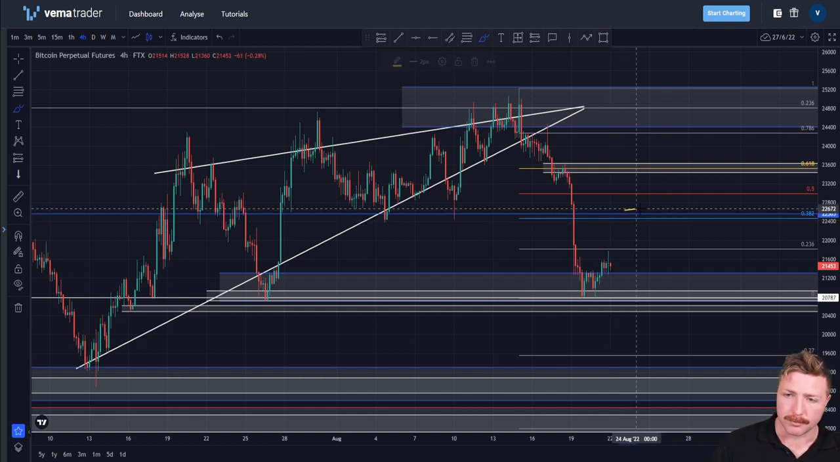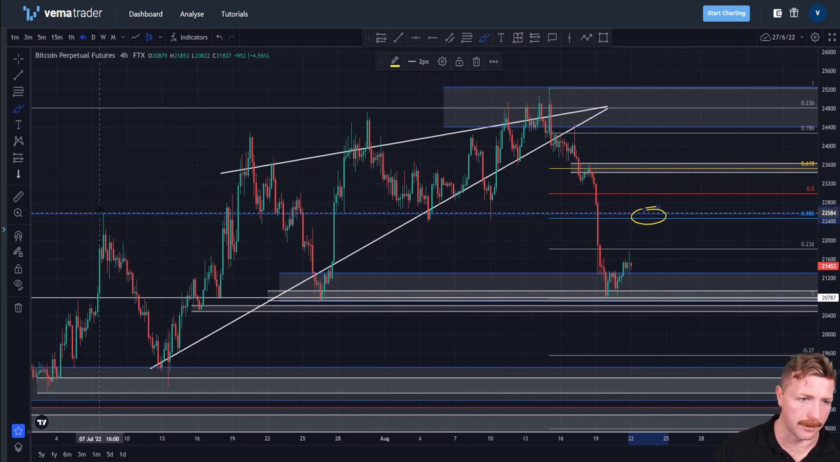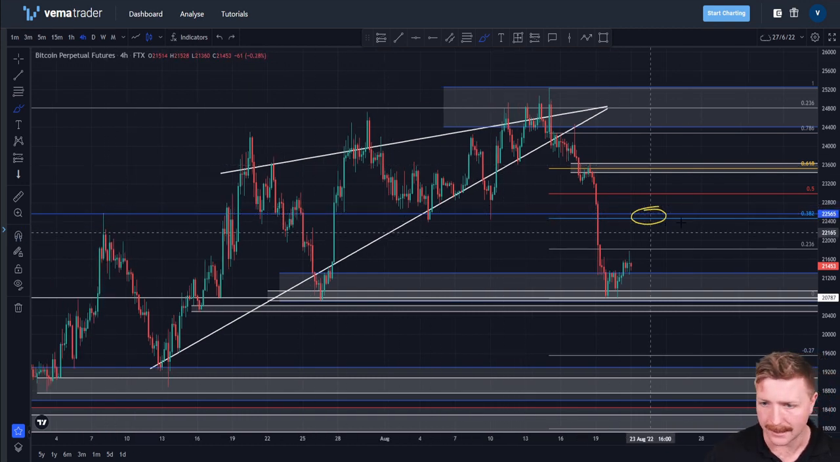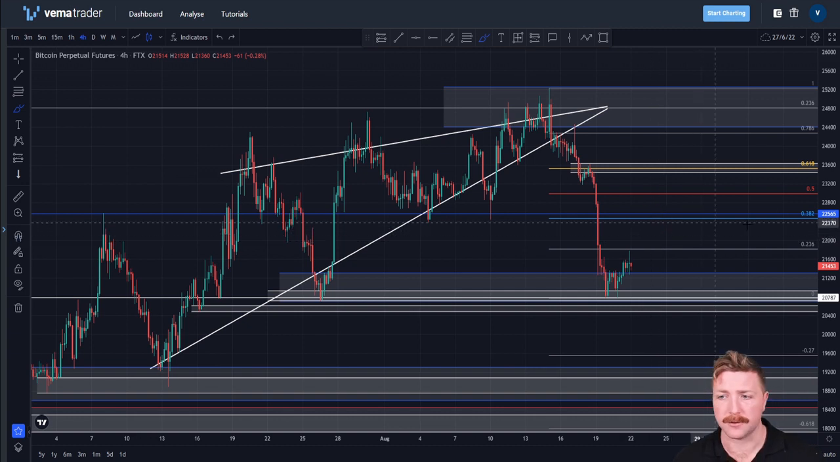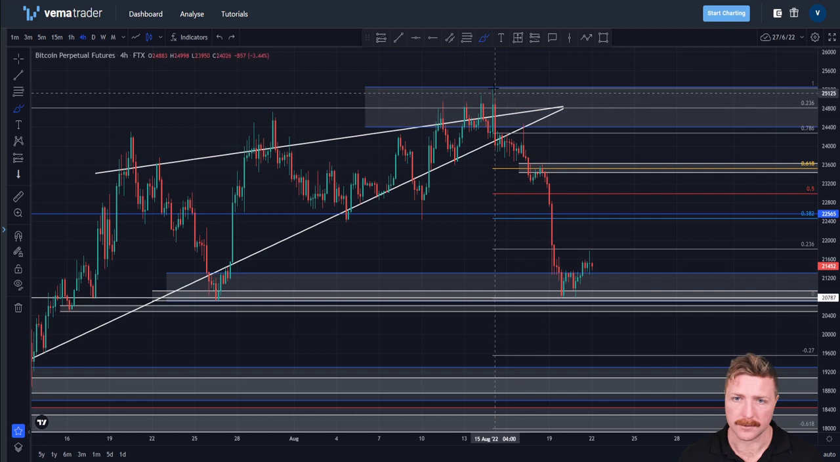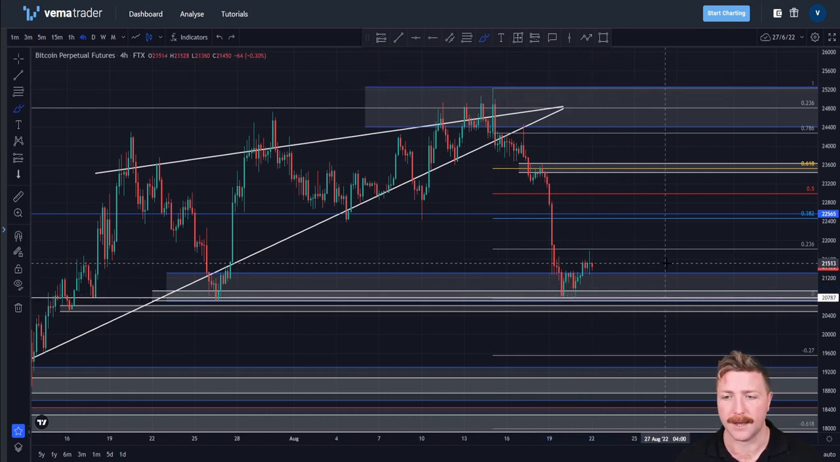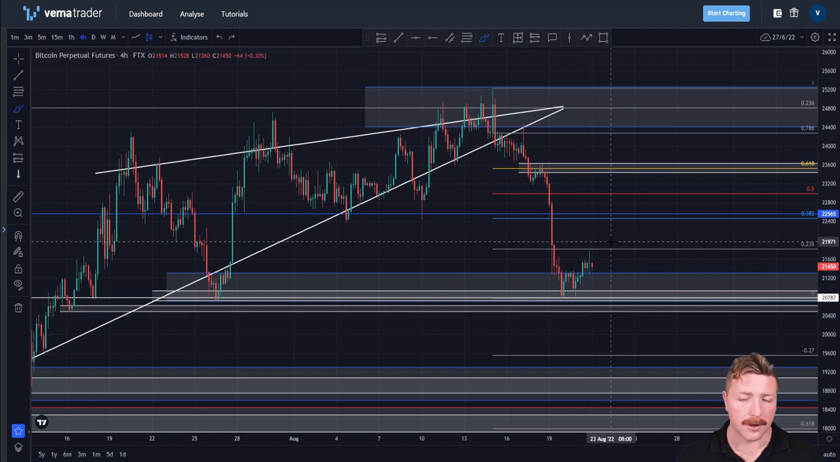What kind of makes sense to me would be this level. There is a daily EQ that's held really well. You can see, especially on the 4-hour, right? That is beautiful. It's also the 38.2 fib of the move down. So you can see I've drawn my fibs from here to down here. It's a 38.2 of that move. That level kind of makes sense to me.